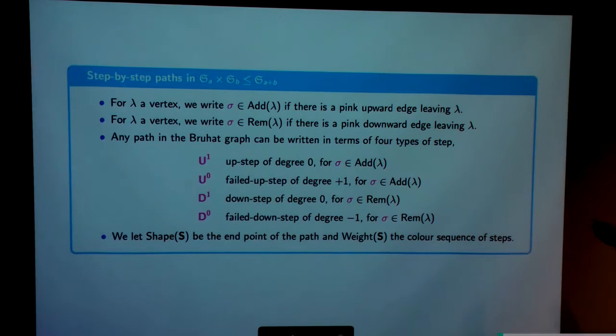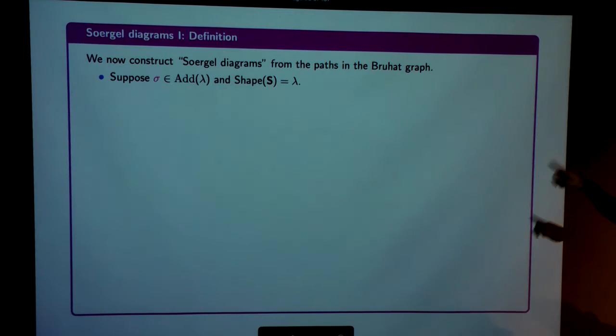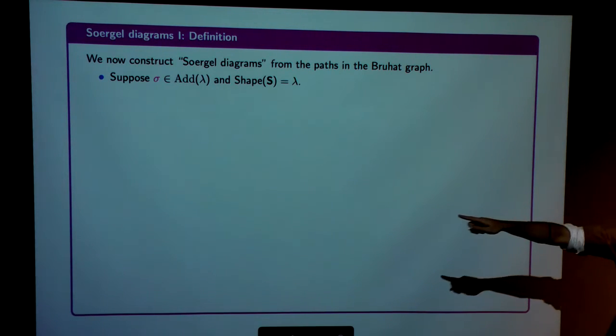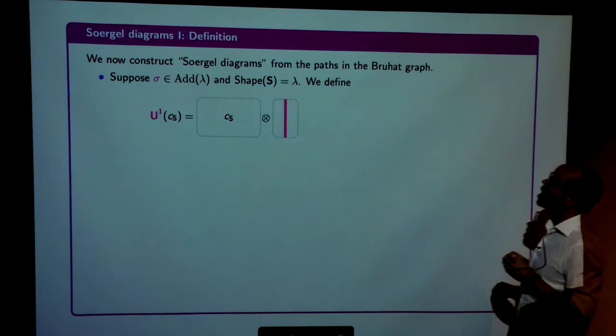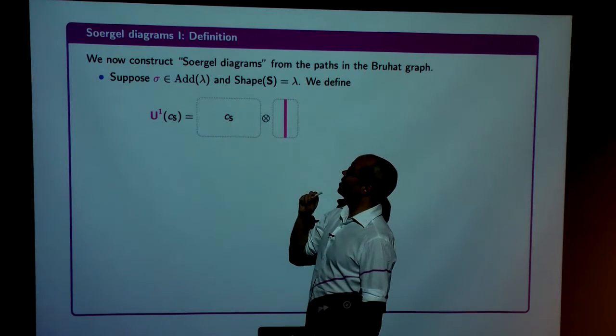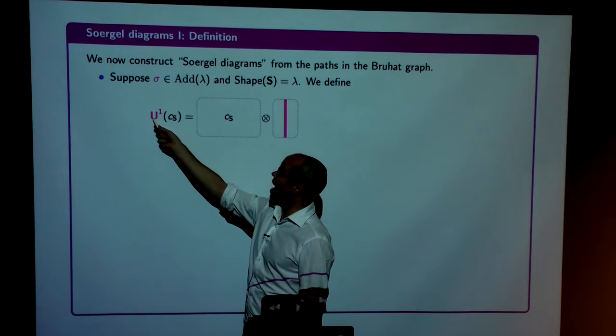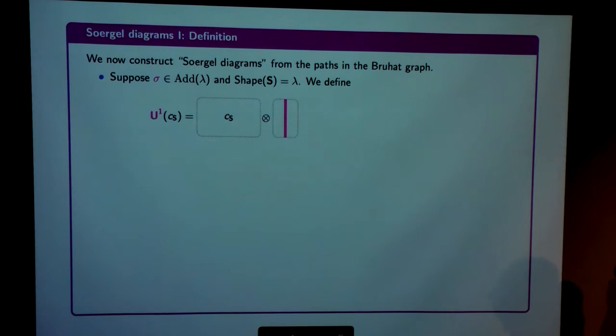Okay, so now I'm going to tell you how these little paths give you Zergel diagrams. So let's start with the case when I could add, so the U0 and U1s. And so far, my path has got to a given point of a given shape. So I'm going to define a new diagram from this path. So take your old diagram that you deductively constructed. If I do add U1, I just draw a pink strand next to it. And notice that, that's fine, I'll just leave it there.